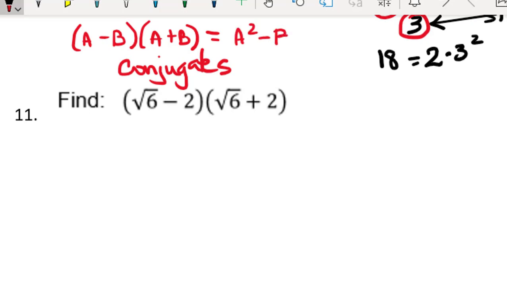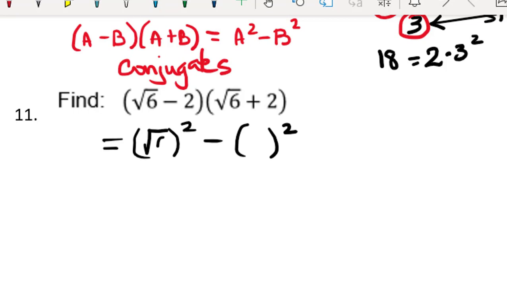When you FOIL it out, the middle terms cancel and you're left just with a squared minus b squared, a difference of squares. So instead of FOILing it out, we can use this pattern. Anytime you multiply conjugates, you get a difference of squares: the first term squared minus the second term squared.